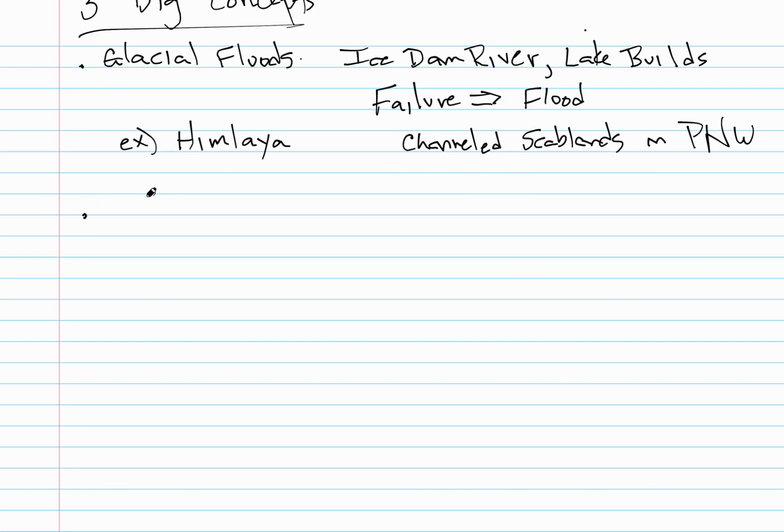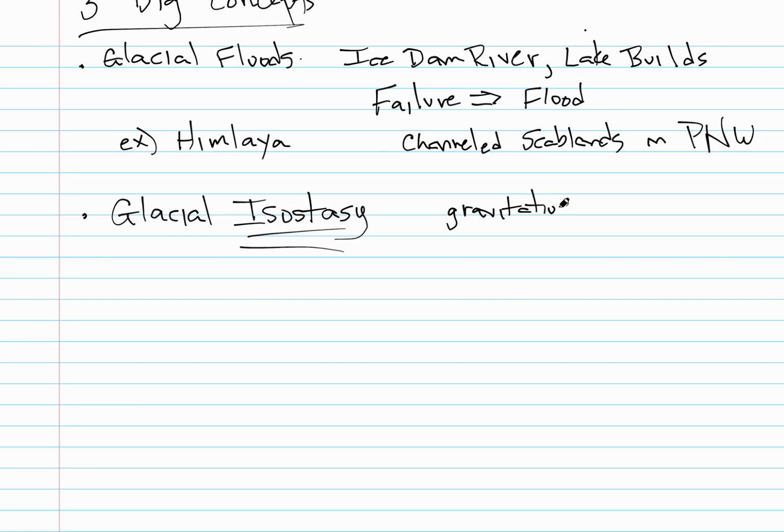The next big concept I want to introduce in glaciers is called isostasy. And we'll introduce it here as glacial isostasy. But it's this word isostasy that really matters, and it means gravitational equilibrium. And basically, the surface of our planet is always trying to exist in gravitational equilibrium.